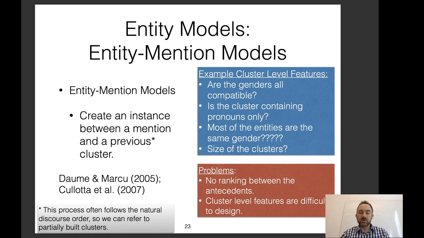So there's a couple problems. One problem is there's no ranking between the antecedents. So you're not necessarily able to come up with a ranking of which antecedent a particular mention is likely to belong to. And also cluster level features are non-trivial to design, so you need to think of a way to do this.